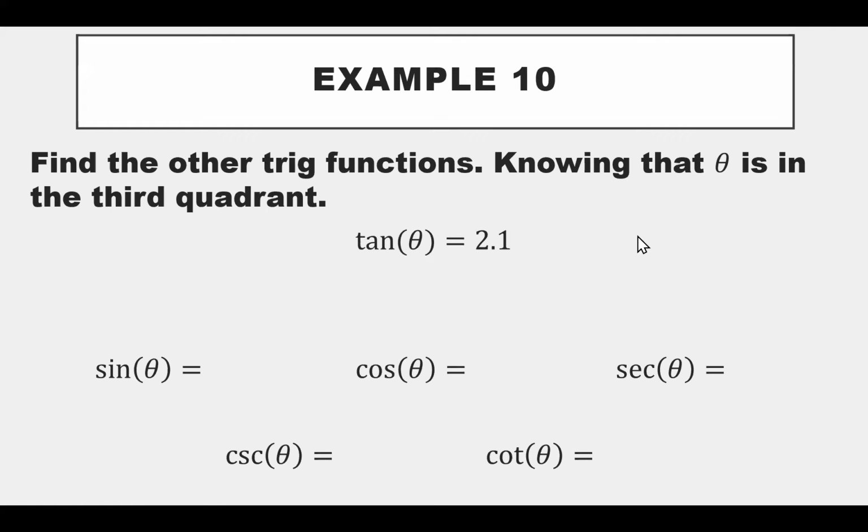In this example, we're given the tangent of theta is 2.1 and theta is in the third quadrant. Since theta is in the third quadrant, I know both my sine and cosine values will be negative. Go ahead and push pause on the video, see if you can do this one on your own.